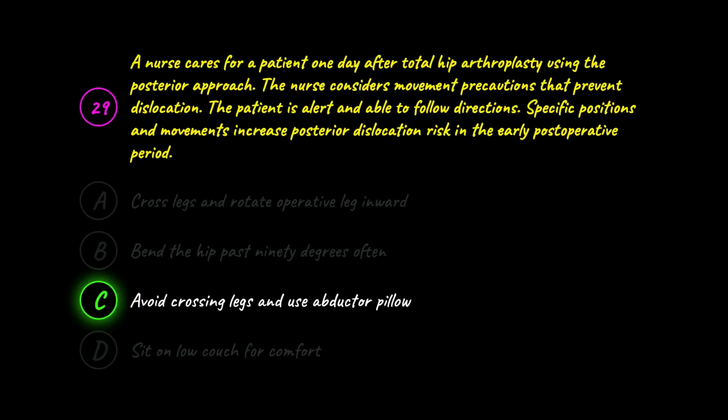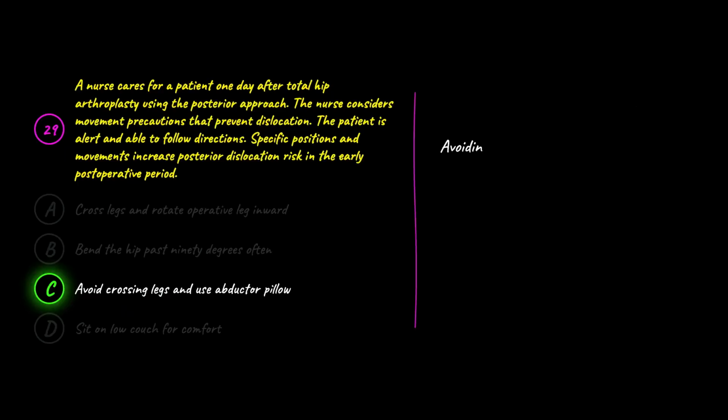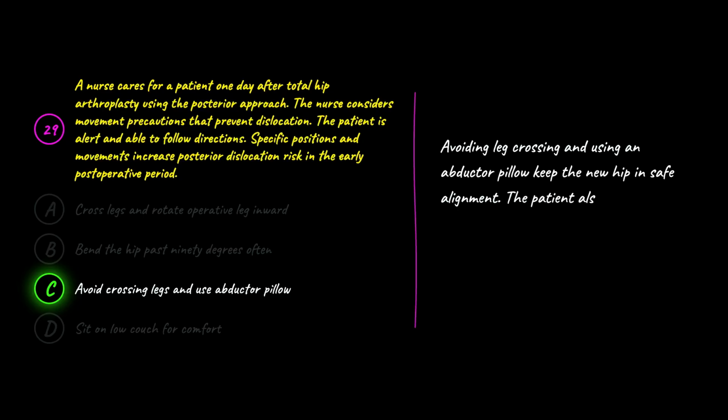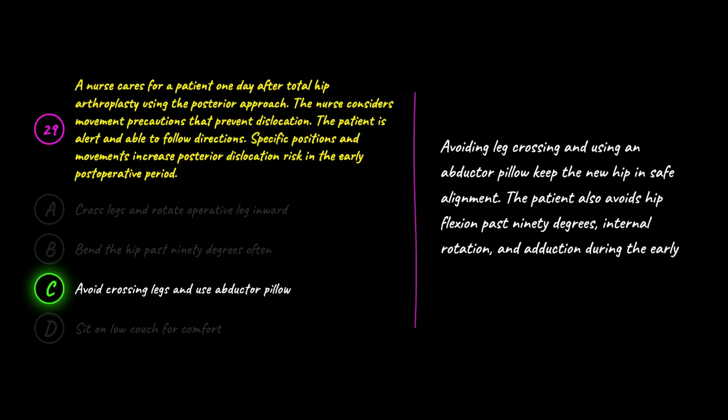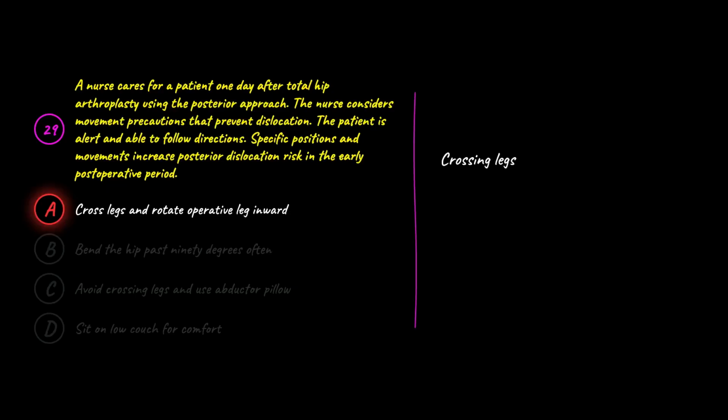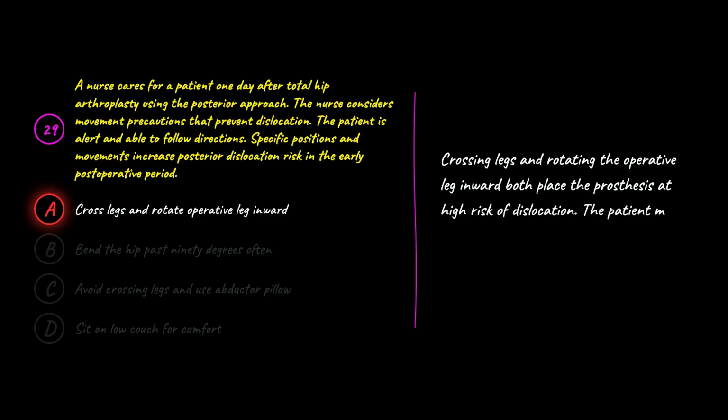The correct answer is C. Avoid crossing legs and use abductor pillow. C is correct because avoiding leg crossing and using an abductor pillow keep the new hip in safe alignment. The patient also avoids hip flexion past 90 degrees, internal rotation, and adduction during the early healing period after the posterior approach. A is wrong because crossing legs and rotating the operative leg inward both place the prosthesis at high risk of dislocation. The patient must keep the legs apart and avoid internal rotation during the early post-operative recovery weeks.